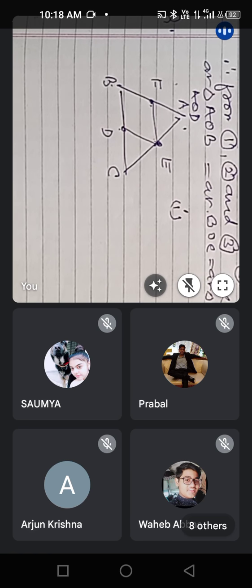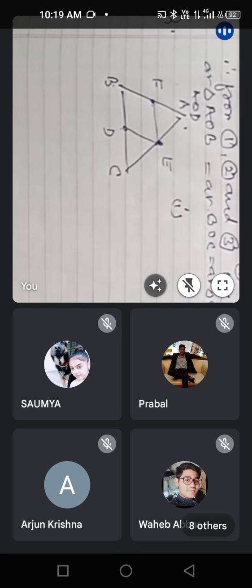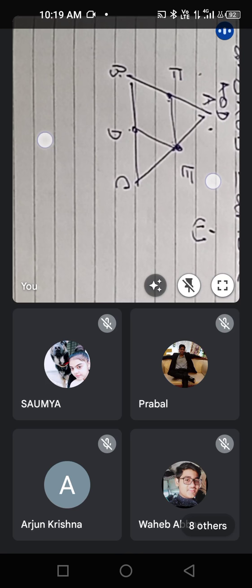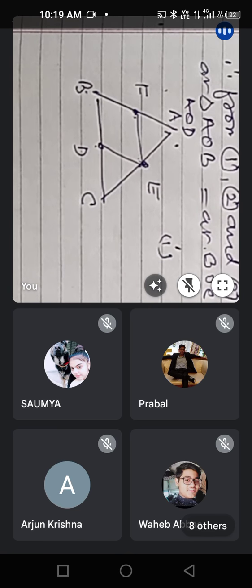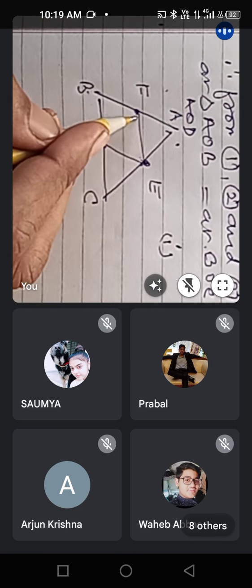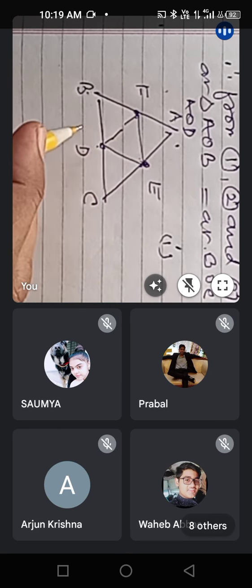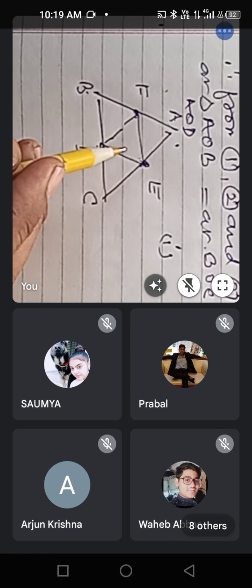Second part of the question is area DEF is equal to 1 upon 4 area of triangle ABC. Next point is you have to prove here area DEF is equal to 1/4 the area of triangle ABC. You join this here. Now you have to prove this area is equal to 1/4 the area of this triangle. Okay.